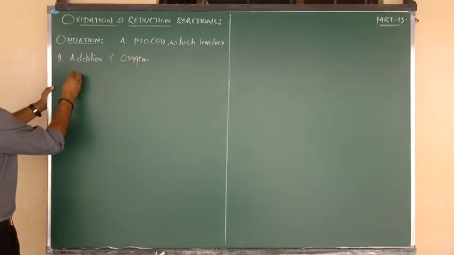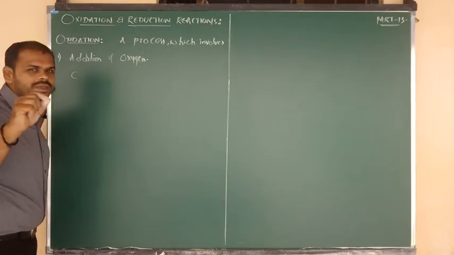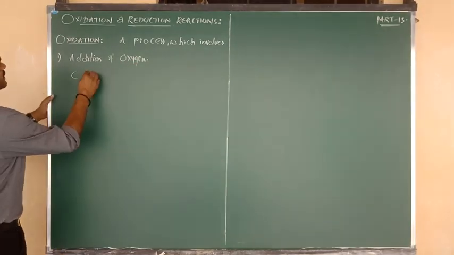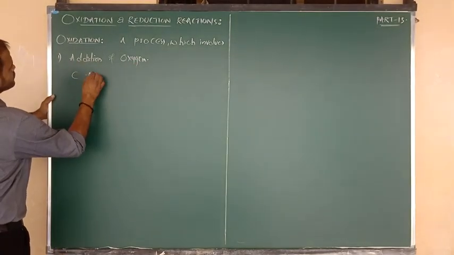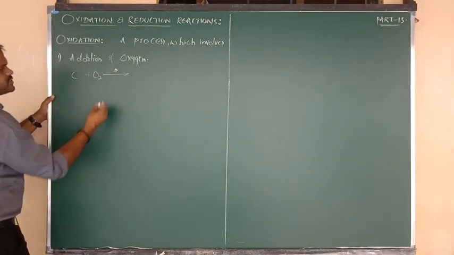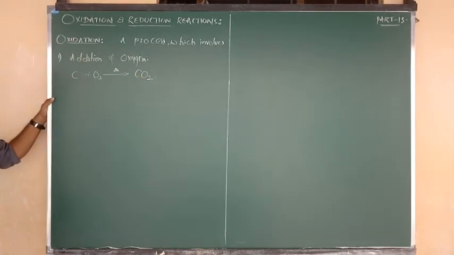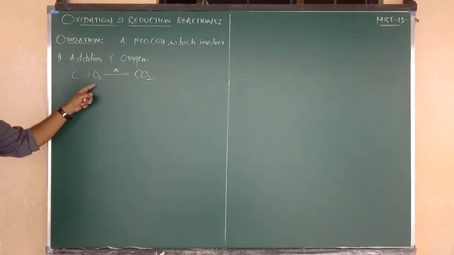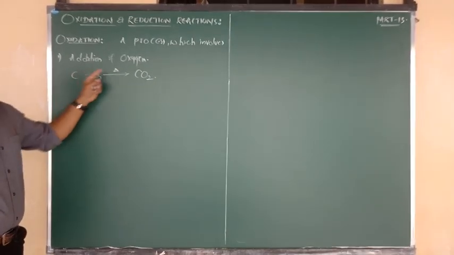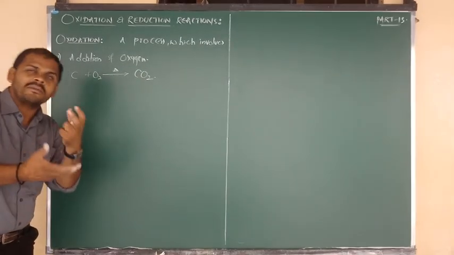Addition of oxygen. First, suppose I consider one element, carbon, which you can also call coke. To that carbon I am going to add oxygen. So C plus O2 gives, upon heating, the product CO2. So carbon upon addition of oxygen changes into carbon dioxide. This reaction, carbon on heating with oxygen, is called combustion, and it forms carbon dioxide.